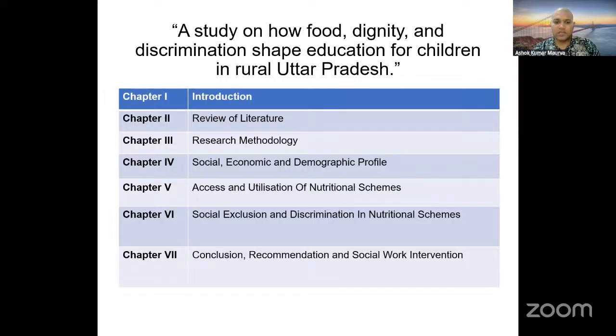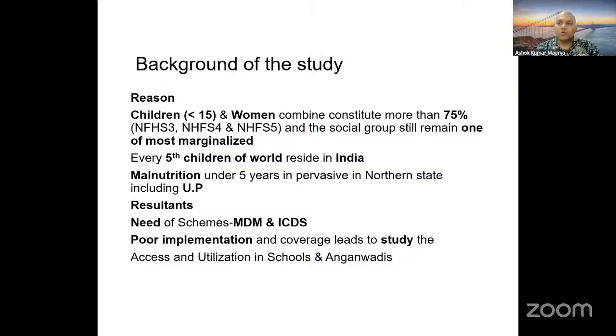My thesis is structured in seven chapters. The first chapter was the introduction, then literature review, methodology, then the fourth, fifth, and sixth chapters, which are basically the findings, divided into three chapters. The fourth was the socioeconomic and demographic profile. The fifth was access and utilization of nutrition schemes. The sixth chapter was about social exclusion and discrimination in school nutrition schemes, and the last chapter talks about conclusion, recommendations, and social intervention.